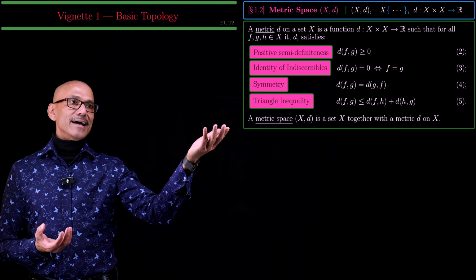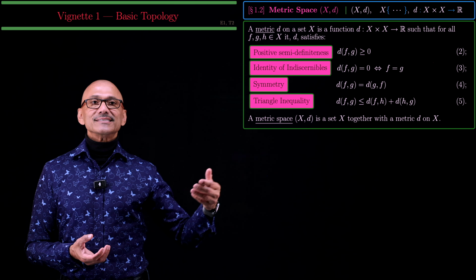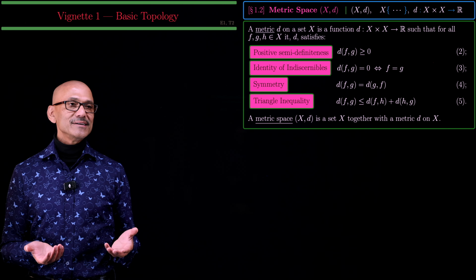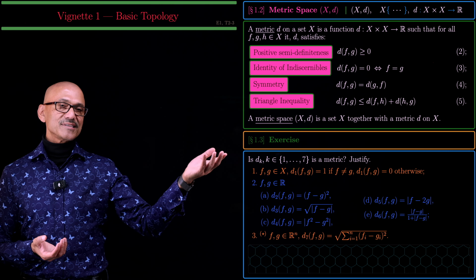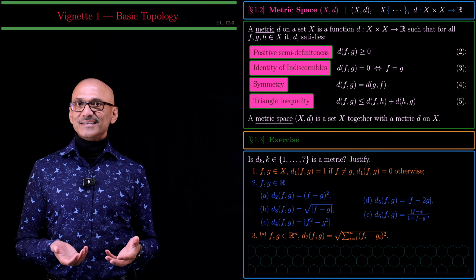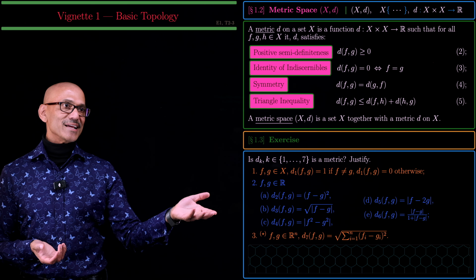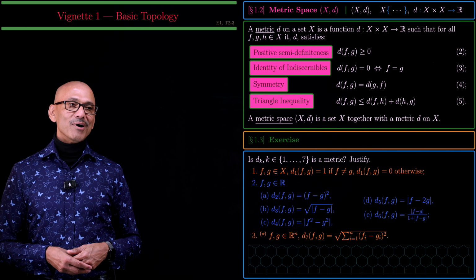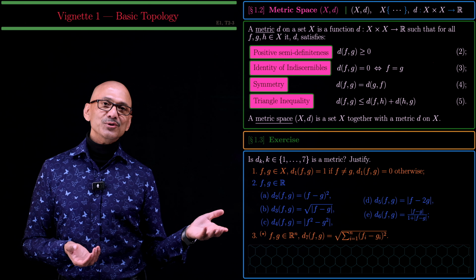Only to summarize, a space, a set X endowed with a metric D, is a metric space. And to check your understanding of a metric, I have given you here a few exercises. There are 7 distance functions, d1 through d7, and you are to check if each of them is a metric. D1, D2, D4, and D5 are pretty straightforward. D3 and D6 require a little work, and D7 in exercise 3 is the Euclidean distance.